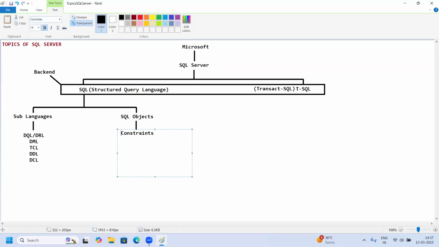Not null, check, default, unique, composite unique, primary key, candidate key, foreign key. Yes, these all will be covered under the topic called constraints.